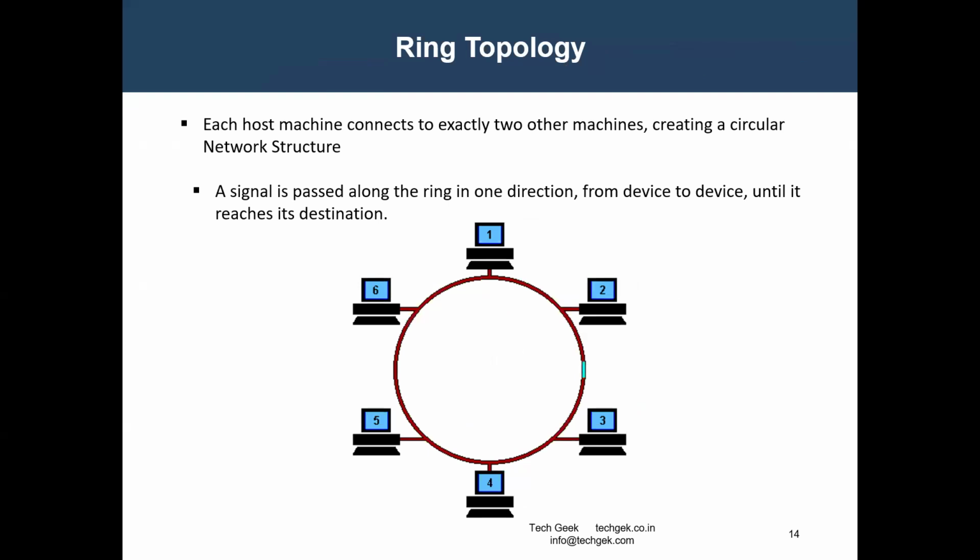Then we have the ring topology. Ring topology creates a circular network. The signals pass in the ring in one direction, clockwise, between the devices, and all the devices are connected. The data goes from device one to device two, then device three, device four, and so on. The signal is passed along the ring in one direction from device to device until it reaches the final destination.